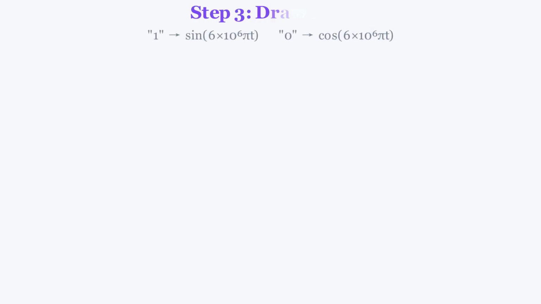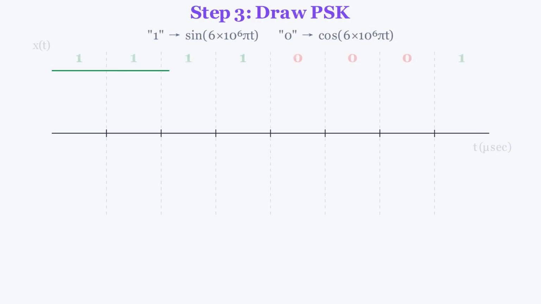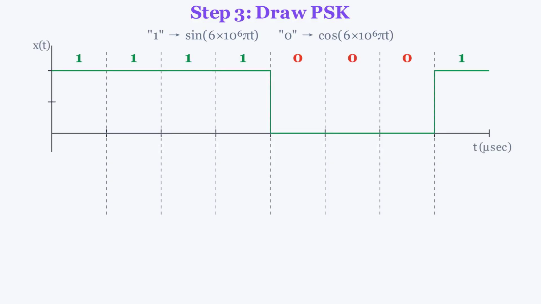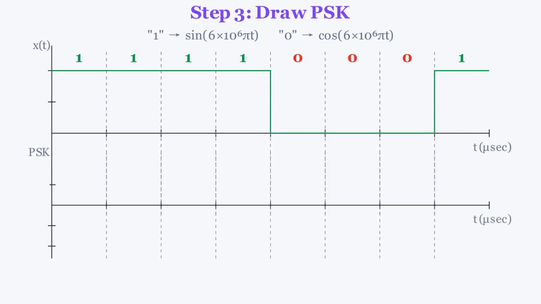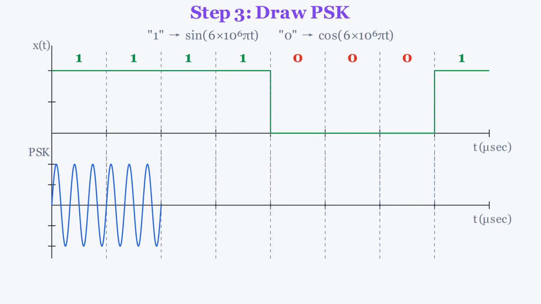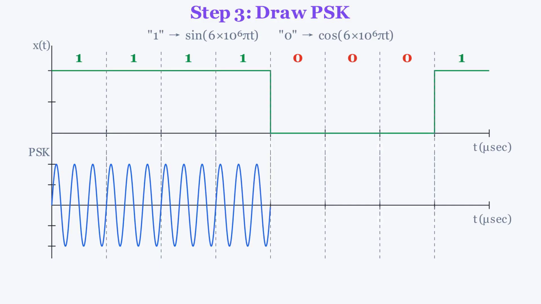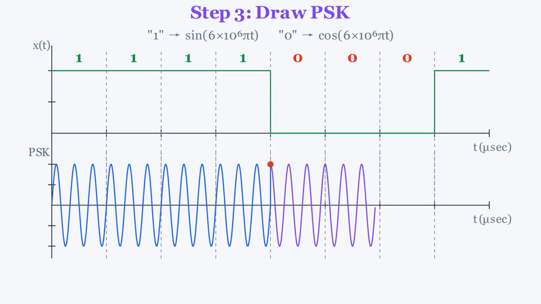Finally, PSK. A 1 is sent as sine of 6 times 10 to the 6 pi t, and a 0 is sent as cosine of 6 times 10 to the 6 pi t. Both are 3 megahertz. The frequency never changes, only the phase does. Cosine is sine shifted by 90 degrees. Bits 1 through 4 are 1s. 12 cycles of sine over 4 microseconds.